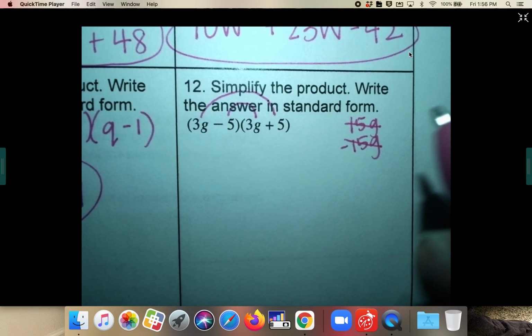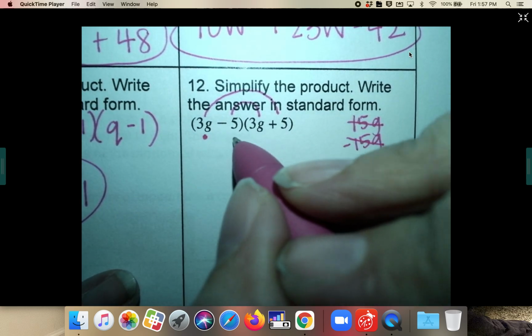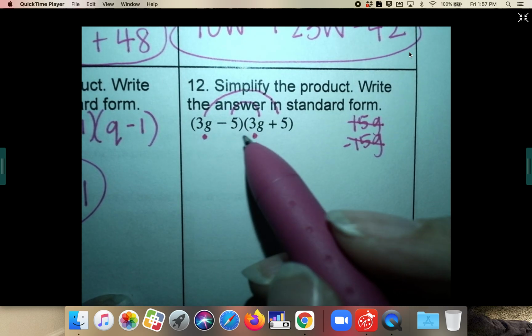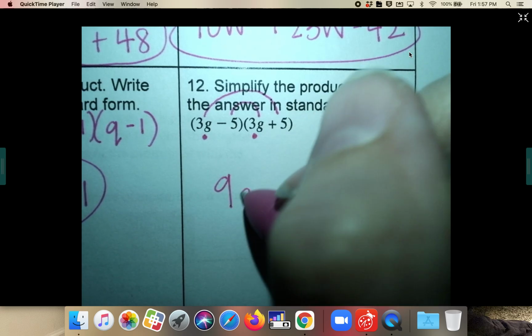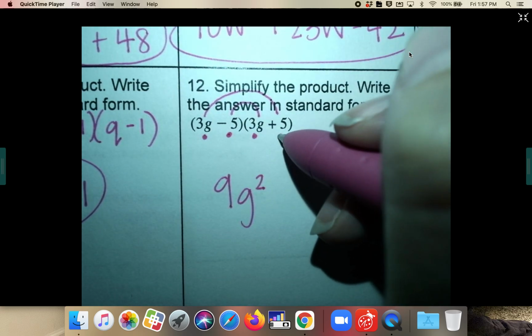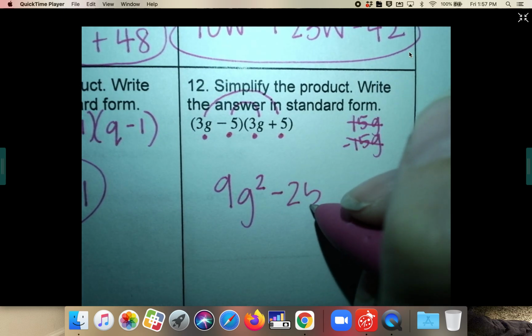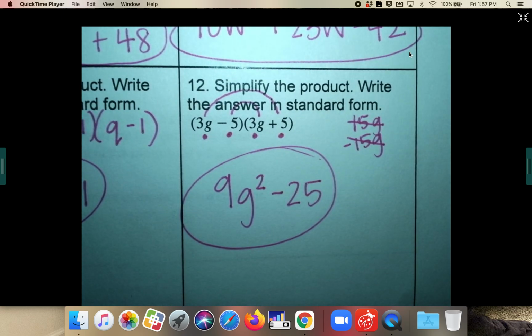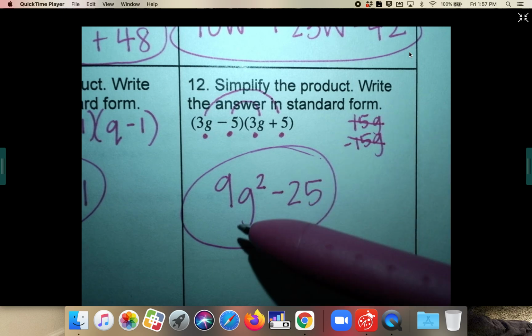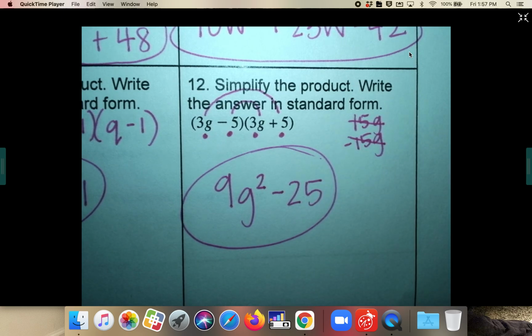So all you have to do in a problem like this is your firsts and then your lasts. So 3g times 3g is 9g squared. And then my lasts, negative 5 times positive 5 is negative 25. So again, if you would rather just go ahead and show your work and box this or foil it, and then combine your like terms, which is going to drop these out, this should still be your final answer.